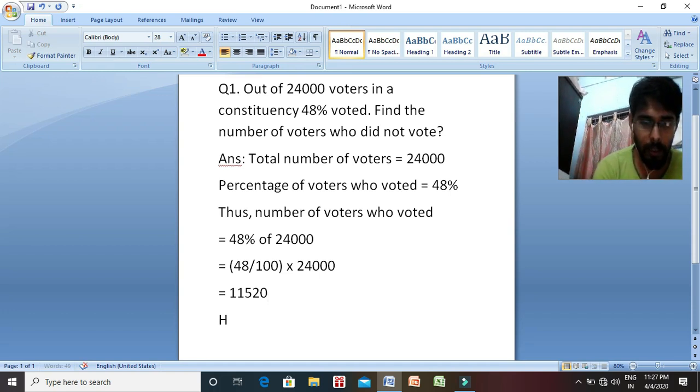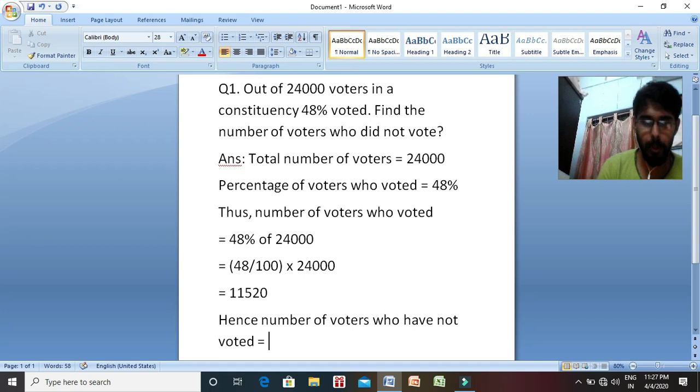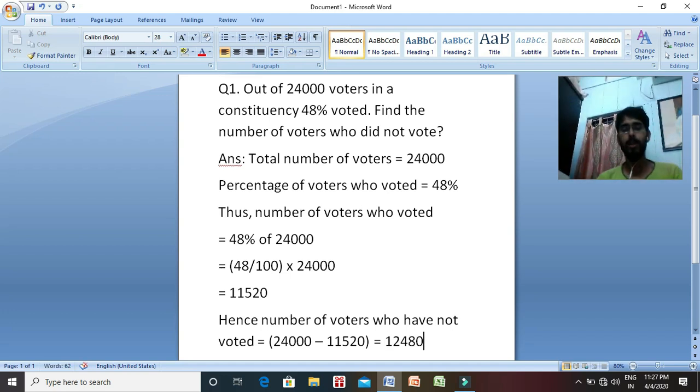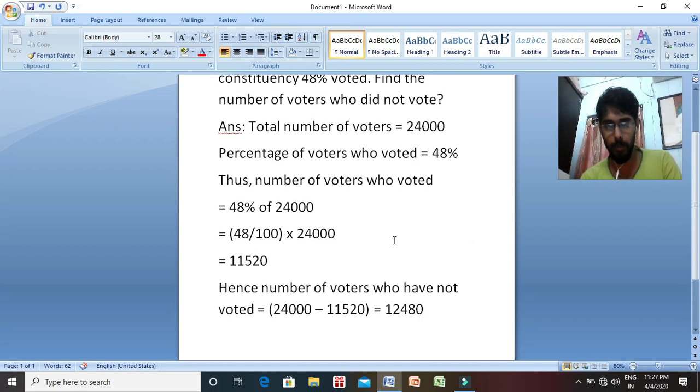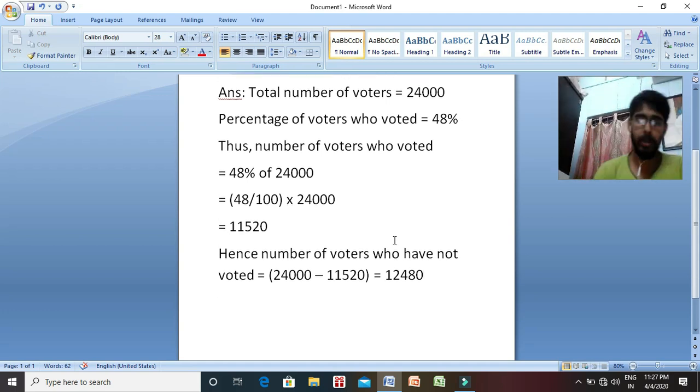So hence the number of voters who have not voted will be equal to 24,000 minus this 11520. That is the answer we generated. So 24,000 minus 11520, and the result shall be 12,480. Okay, so that is the answer to this question, that is the number of voters who have not voted. So we can directly come to this conclusion. Now let us quickly go to the next question. Let us discuss question number 2.